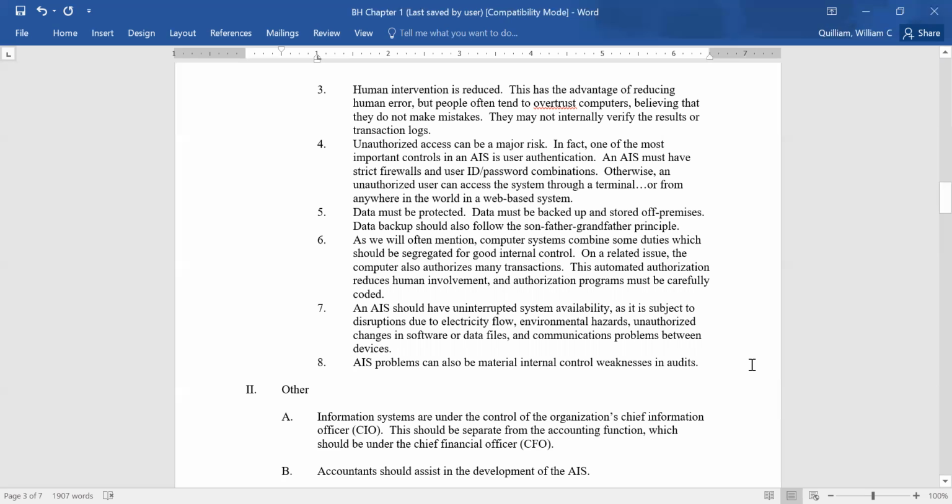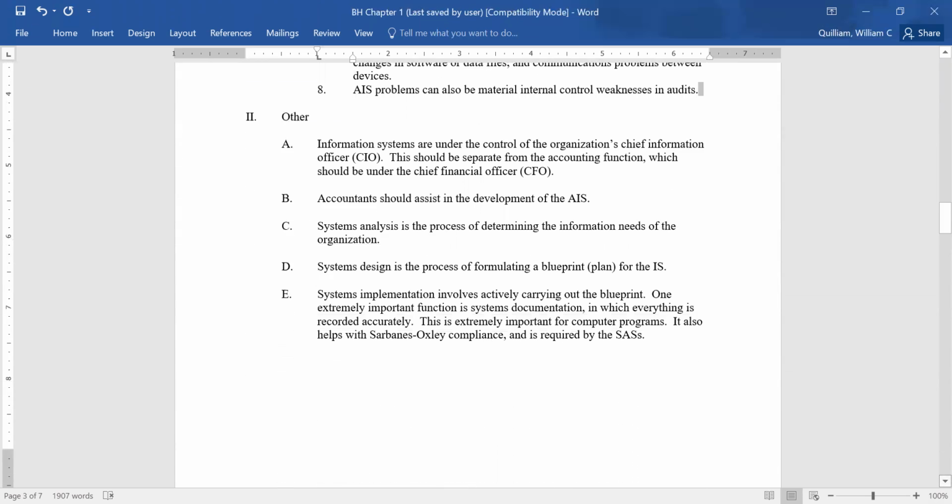Then number 7, an accounting information system should have uninterrupted system availability because it is subject to disruptions due to electricity flow, environmental hazards, unauthorized changes in software or data files, and communication problems between devices. So let's say there's a hurricane, the power goes out. Well, we no longer have our computer usable. So trying to maintain power or other resources that we need, that can be a major problem. And then accounting information systems problems can be material internal control weaknesses and audits. In other words, something majorly wrong with internal control, and auditors get concerned.